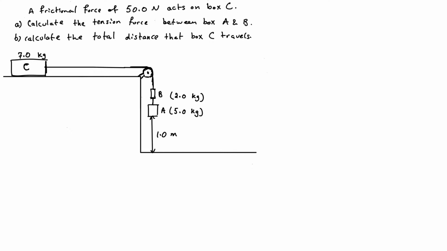In the second question, I have a juicier version of the first question, and this is a little bit more complicated. I have a frictional force of 50 newtons now that acts on box C, pulling it backwards. And what I'm trying to do is calculate the tension force between box A and B again. Last time I didn't have any frictional force, so it was a little bit easier. This time I have to calculate it by adding that frictional force. And there's a second part of the question which says calculate the total distance that box C travels.